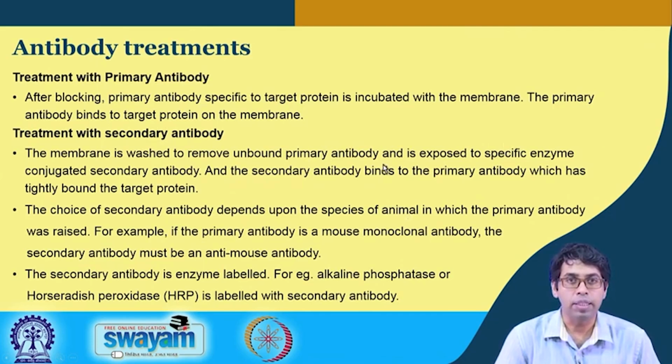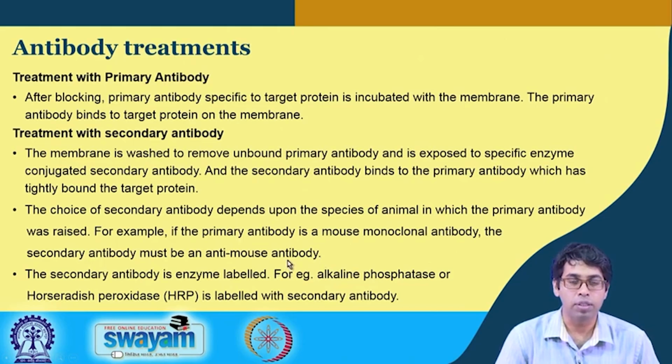Now the choice of the secondary antibody depends on how the primary antibody was prepared. If the primary antibody was raised from a particular animal, let's say mouse, then the secondary antibody will be an anti-mouse antibody. If it was raised in rabbit, then the secondary antibody will be an anti-rabbit antibody, because only then will this secondary antibody bind the primary antibody.